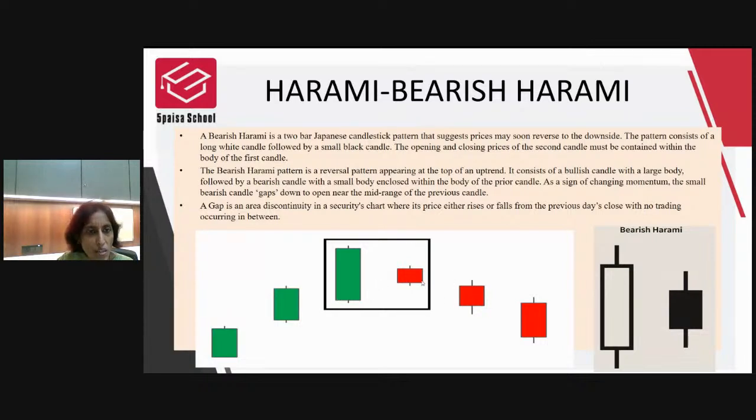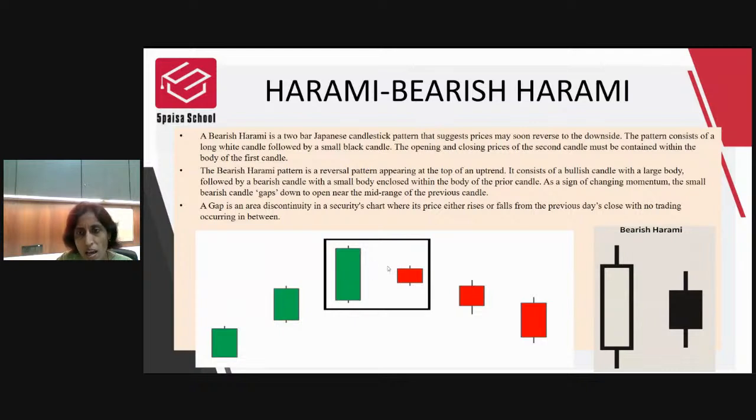The bearish trend is likely to settle. Okay, the market is going to settle into a bearish trend. So the bearish harami pattern is a reversal pattern appearing at the top of an uptrend.